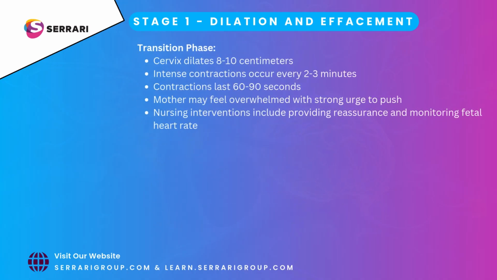Transition phase: the cervix dilates 8 to 10 centimeters. Intense contractions occur every 2 to 3 minutes and last 60 to 90 seconds. Mother may feel overwhelmed with a strong urge to push. Nursing interventions include providing reassurance and monitoring fetal heart rate.